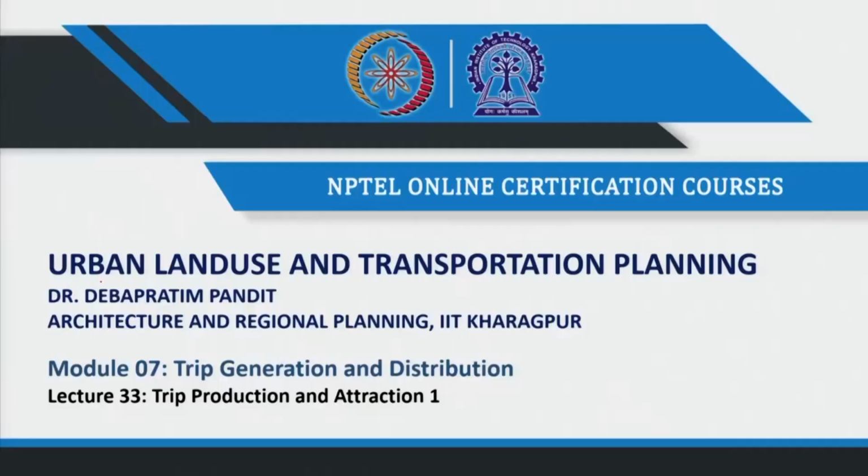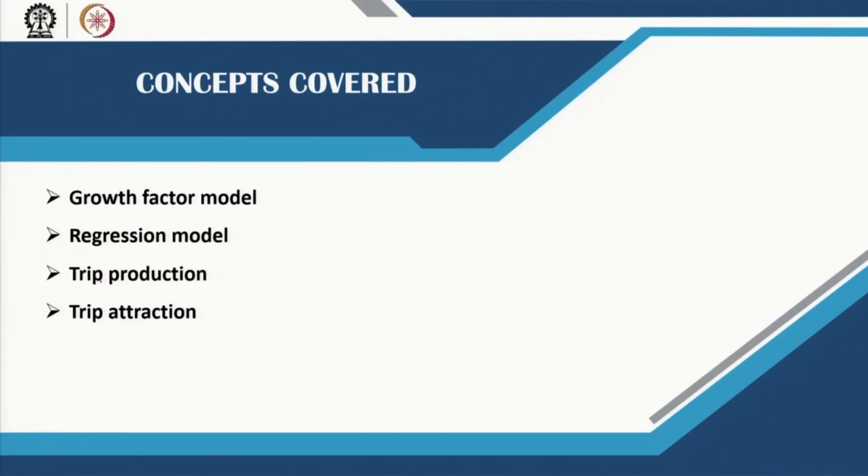Welcome back. In lecture 33, we will cover trip production and attraction. This is part 1 of the lecture. The different concepts that would be covered are the growth factor model, then the regression model, and within the regression model, we will look into trip production and trip attraction separately.